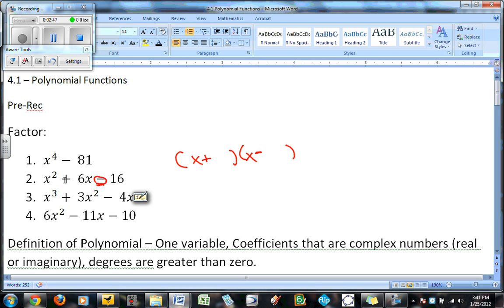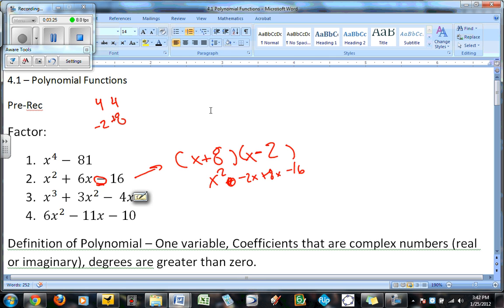The plus sign here tells me that the bigger one is positive. So I need to figure out what multiplies to be 16. I know 4 and 4 does, but that doesn't add up to be 6. I know 2 and 8 does, and if I make the bigger one positive, that's going to add up to be 6. So it's going to be plus 8 and minus 2, and that is that factored. If I were to FOIL this back out, I'd get x squared minus 2x plus 8x minus 16, which gives me a 6 here and obviously negative 16.